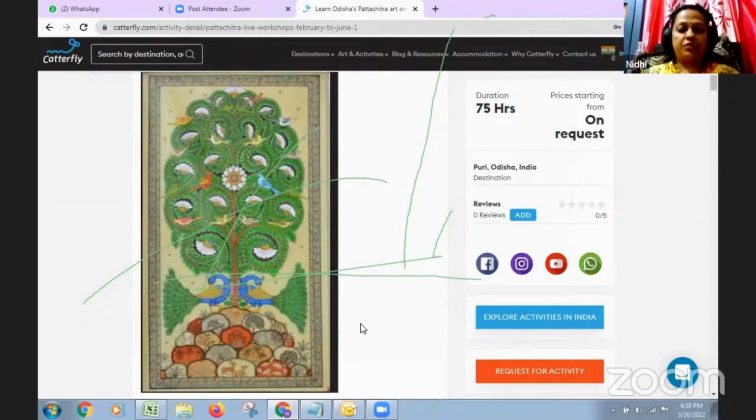So I will not take much time of yours. I think the color has already dried up. So over to you, Vipra. Thank you so much, Nidhi. Thanks for this amazing information. And we'll move over to Bhaskar ji.